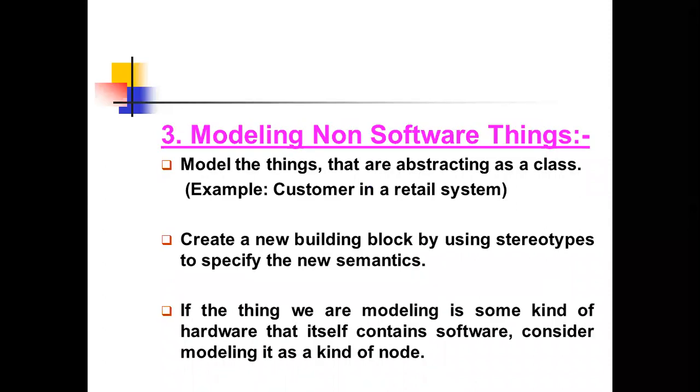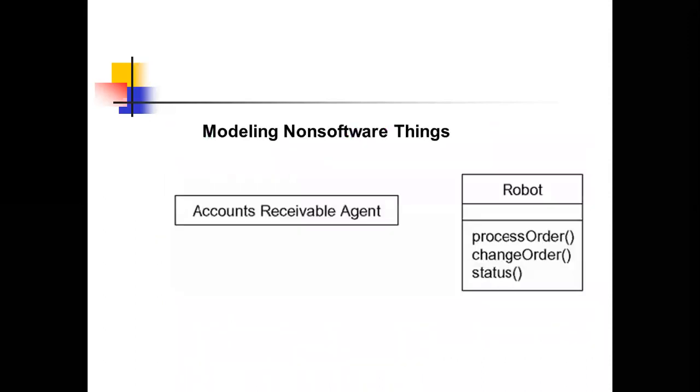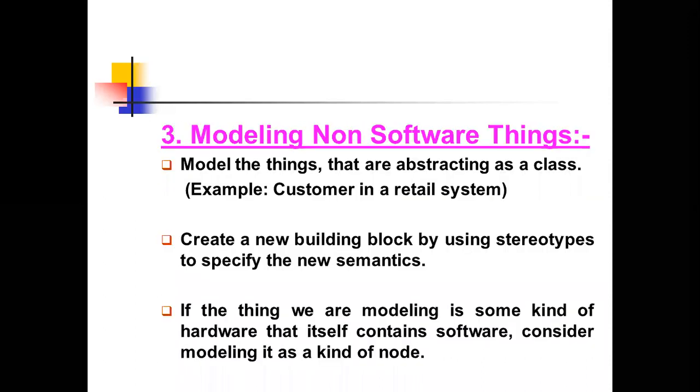The third one is modeling non-software things. In this, model the things that you are abstracting as a class. For example, a customer in a retail system. We have to abstract the class based on their behaviors. So we have to create a new building block by using stereotypes to specify the new semantic. Like in the next diagrams, we are going to see the stereotypes. We have to model the non-software things.